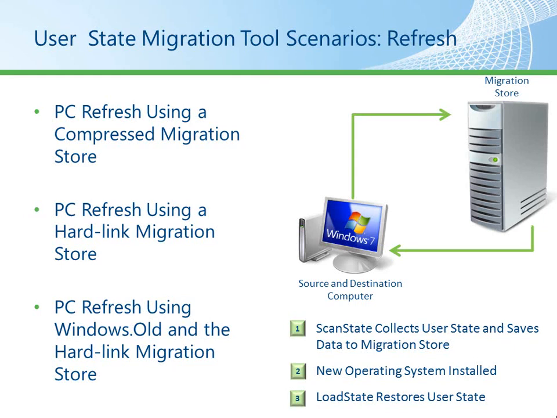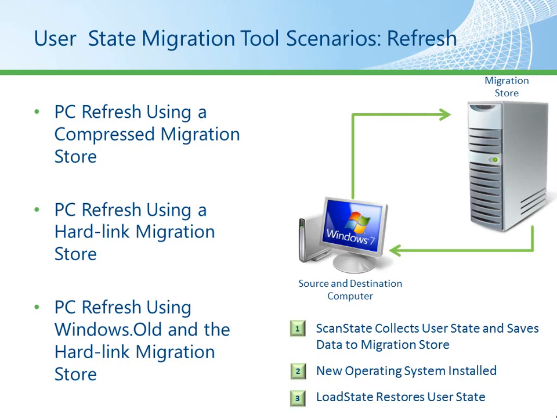What happens is the files in the HardLink store are protected so that they cannot be overwritten when you install the new operating system. So they're basically quarantined. After the quarantine of the HardLink migration store, the administrator uninstalls the old operating system and installs the new Windows 7 operating system.